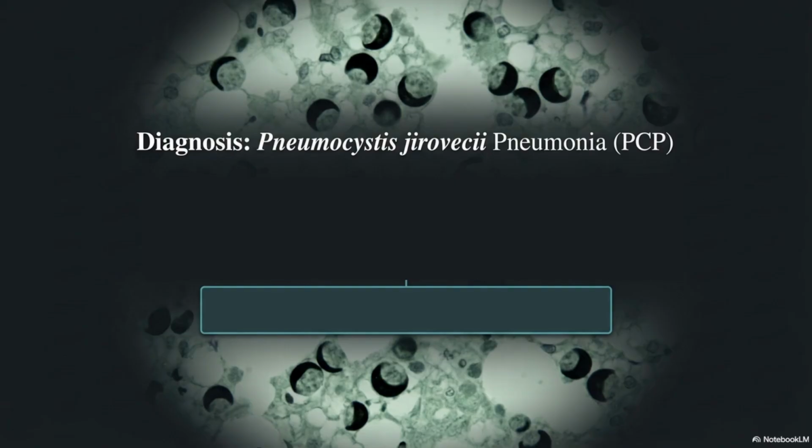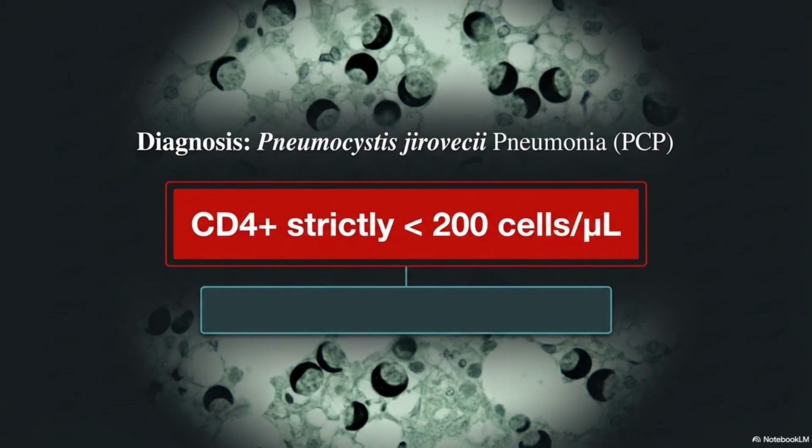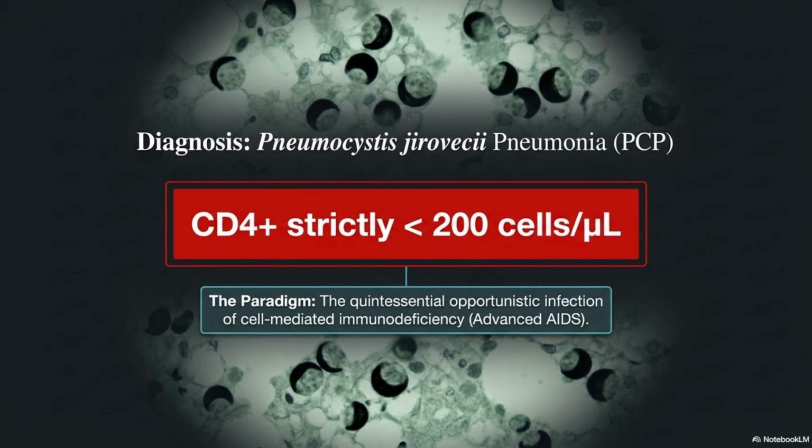The diagnosis is Pneumocystis jirovecii pneumonia, or PCP. And if you guessed the exact CD4 count, it is strictly less than 200 cells per microliter. This right here is the paradigm. PCP is the quintessential opportunistic infection of cell-mediated immunodeficiency, specifically seen in advanced AIDS.